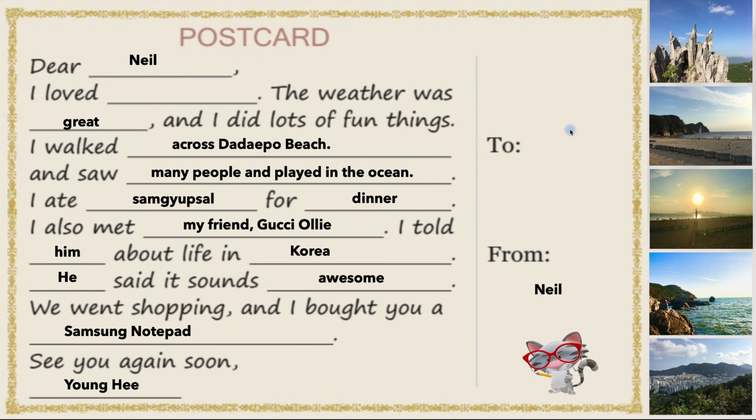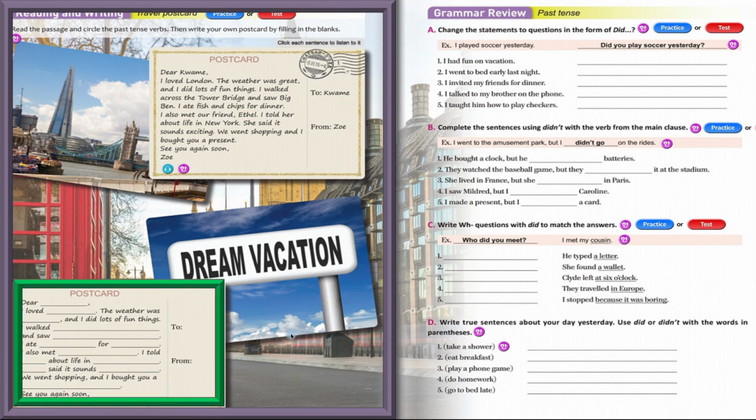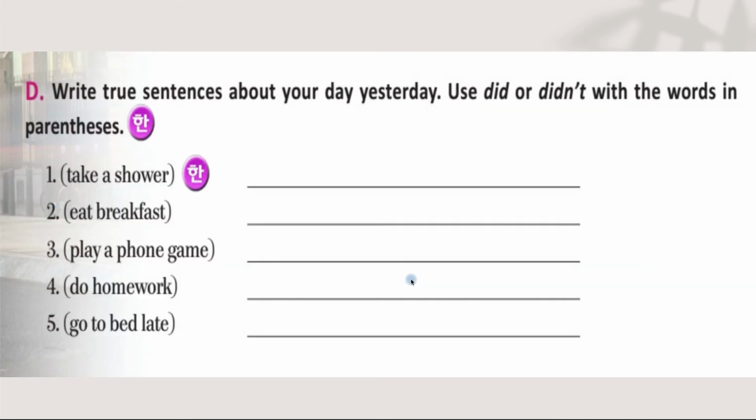Yes. So as we said, this one is to Neil from Young Hee. Young Hee is in Busan. And she said she bought me a Samsung Notepad. That's very nice of you. So we have some nice pictures of Busan there. That's a postcard. Well, that's going to come up in homework. You will have to send me a postcard. For now, that leaves the grammar review, which, as usual, is self-study. And here, part D, write true sentences about your day yesterday. This one will probably come up in homework too.